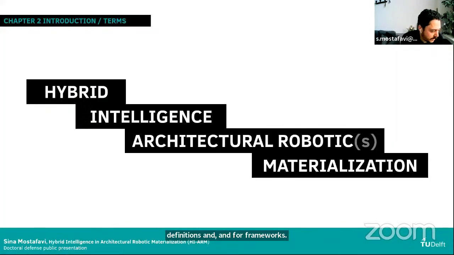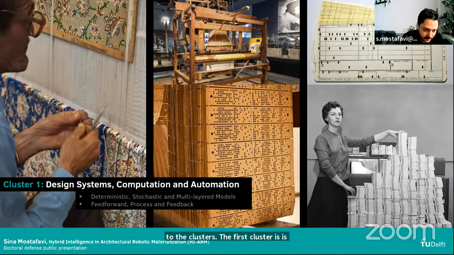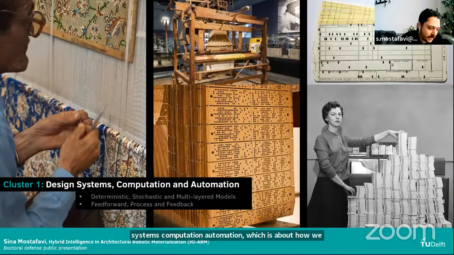But before getting to the definitions, in this chapter I define what I mean by hybrid, what I mean by intelligence, and what I mean by architectural robotics and materialization in general. And then 6 clusters. I'm going to flip through the clusters. The first cluster is about design systems, computation, and automation, which is about how we can apply systemic and algorithmic thinking in integrated design to robotic production systems.